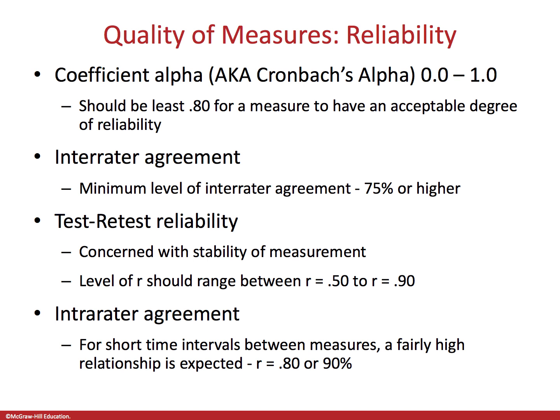Here are some guidelines for minimum levels of reliabilities. In all cases here, higher is better. You have coefficient alpha, also known as Cronbach's alpha, inter-rater agreement, test-retest reliability, and intra-rater agreement. We've covered all these before.